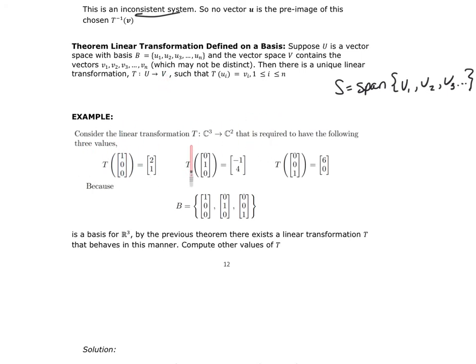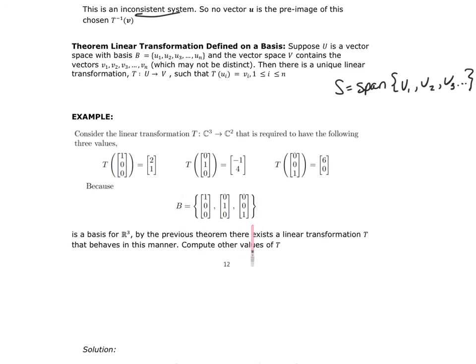So consider this linear transformation of C3 into C2 that is required to have these values, where I have T, my linear transformation, I have these 3 things going on. So I have my first unit vector, and I'm going to do some transformation. I'm going to end up with 2 and 1. I'm going to take my second unit vector, and it's going to end up, and these are the bases for C3, and it's going to end up in -4 and 1. And then I have my third unit vector in C3, which is going to be transformed into 6 and 0. So I'm going to do some sort of function, and these are going to be the outputs for it.